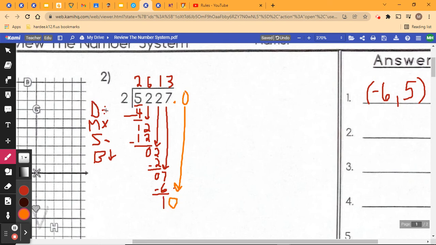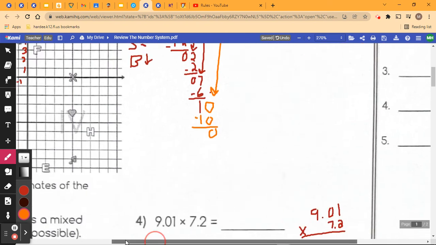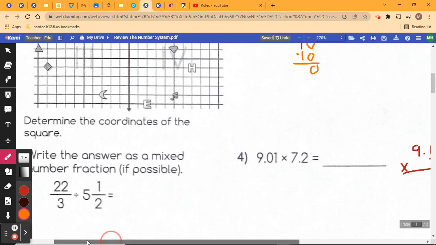So I start over and divide. 10 divided by 2 is 5. And don't forget to bring your decimal straight up. So 5 times 2 is 10. And then I get no remainder. So that's the answer to number 2. So the answer is 2,613.5 or 5/10.